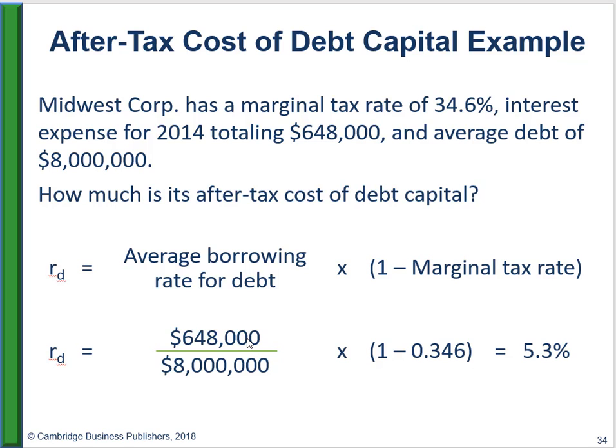If you're looking for that number regarding the research project that we're doing this semester, just check the income statement. It'll probably be disclosed right there. We know the debt outstanding on average was $8 million. We divide by that, and we multiply by 1 minus the tax rate, which was given at 34.6%. You can also find that in the back of your 10-K filing. That formula produces an after-tax cost of debt of 5.3%.